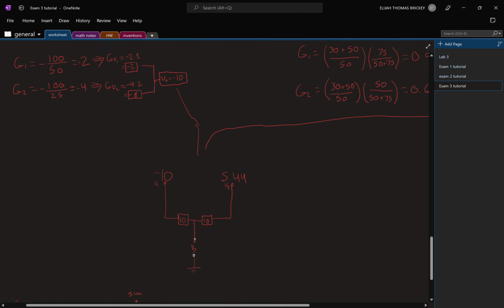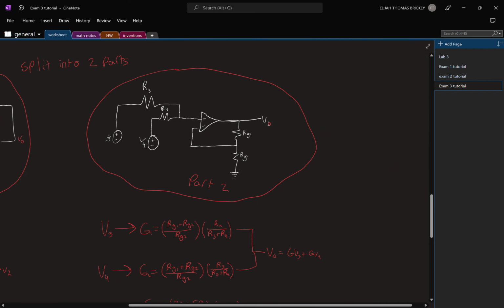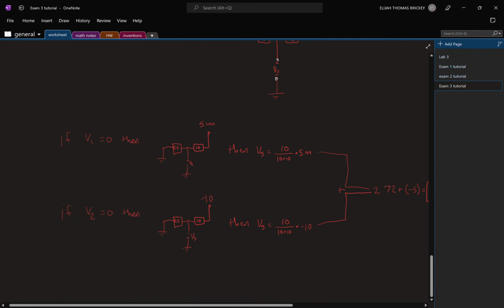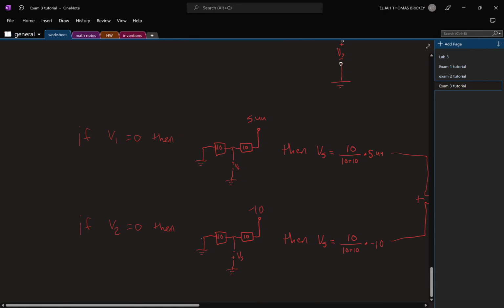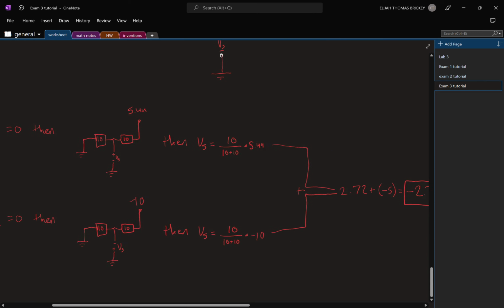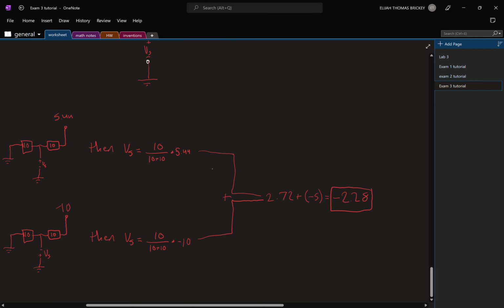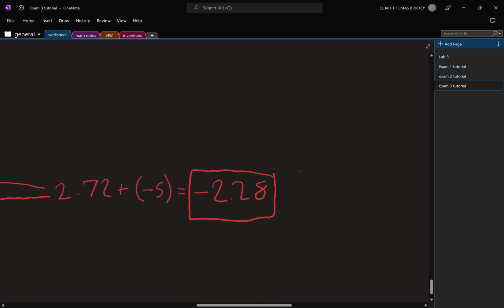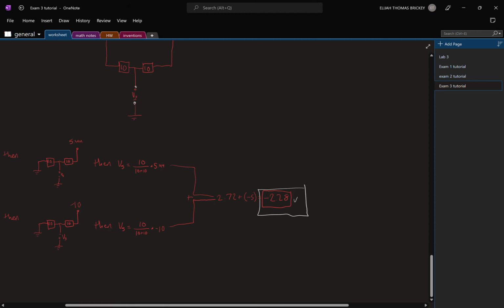Use the same logic that you do to find the voltage down here, which is superposition, by pretending that one of them is 0 and then the other is 0, finding the equations for both of those, and then adding them together, which is 2.72 for the positive side and -5 for the negative side. And that equals a difference of -2.28, not a difference, an addition of -2.28 volts. And this is the final value after going through all of these op-amps.